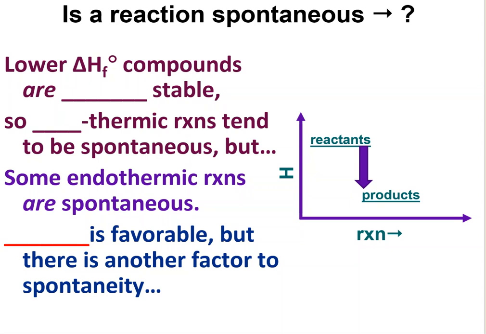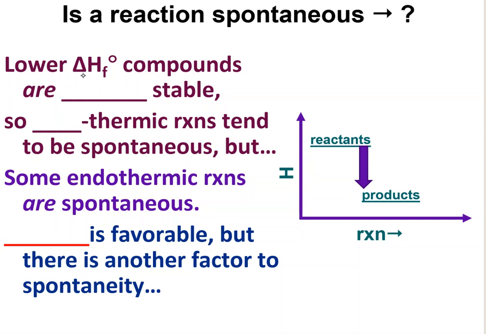How fast it happens is something called kinetics, and other factors come into play with that. Spontaneous is just saying, is it favorable? Is it going to happen? It may be very slow. Okay, so let's kind of back up in what we might have thought.